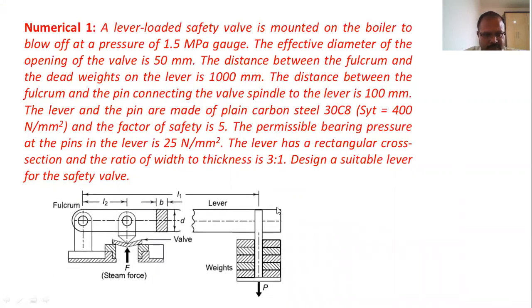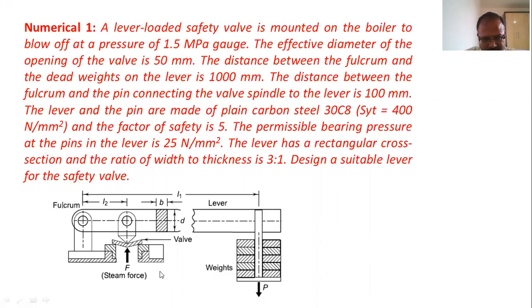We will first draw the construction of a lever loaded safety valve. This is the fulcrum, this is the valve, which is to blow off at a certain pressure. That pressure is given as 1.5 megapascal. If the pressure inside the boiler remains within certain limits, then this dead weight, that is the effort, will always close the valve.